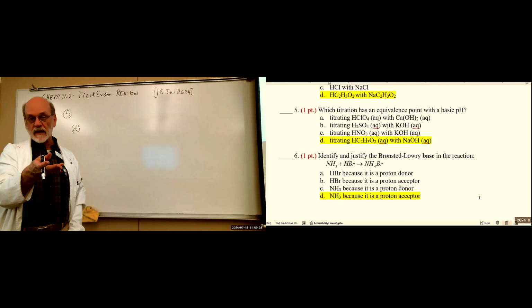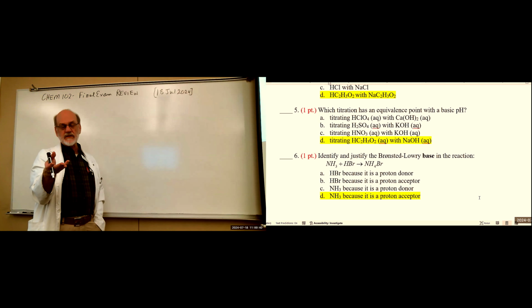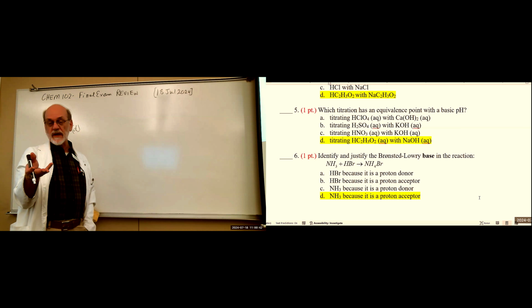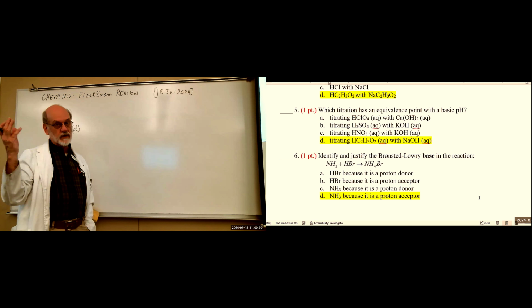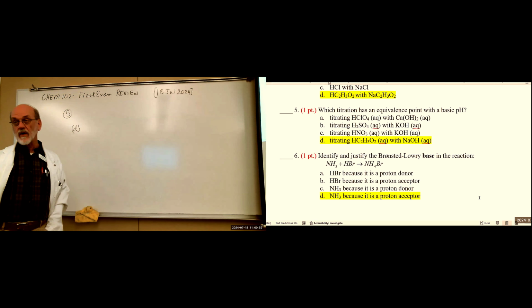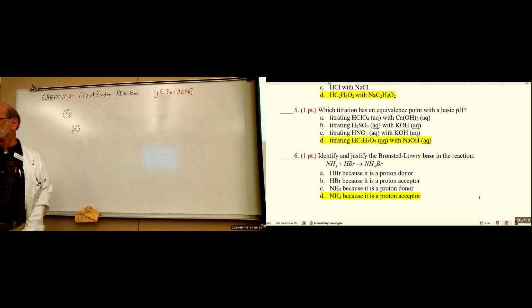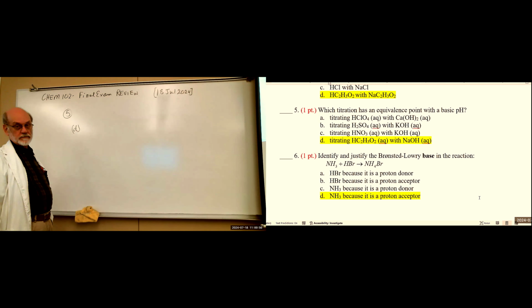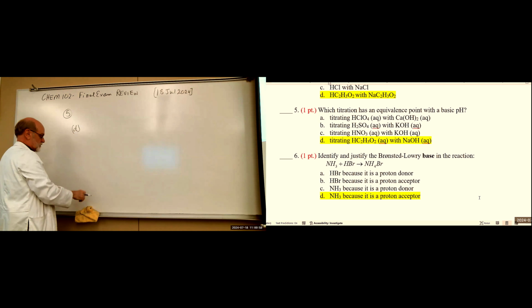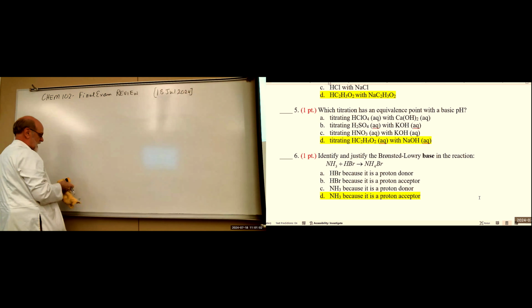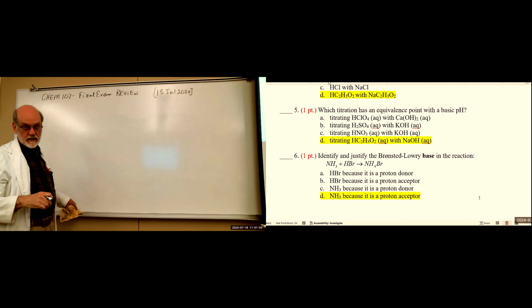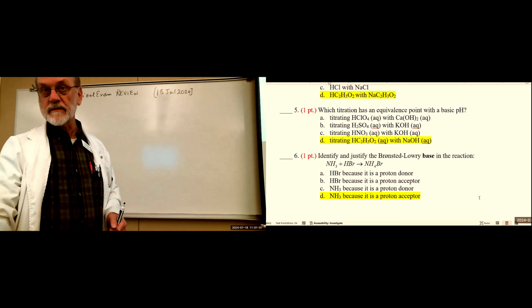Now, if we just look at the others, C is a strong acid and a strong base. That's going to be neutral. B is a strong acid and strong base, neutral. A is a strong acid and a strong base, neutral. A, B, C, they're all neutral. All right. So your best answer is D. If you want a basic pH at the equivalence point, you need a weak acid and a strong base.